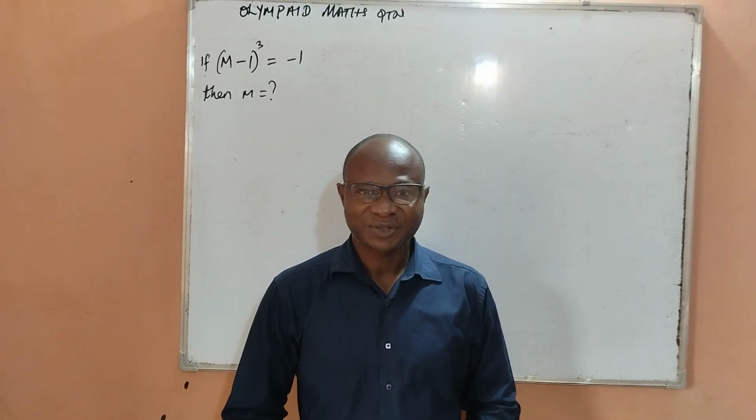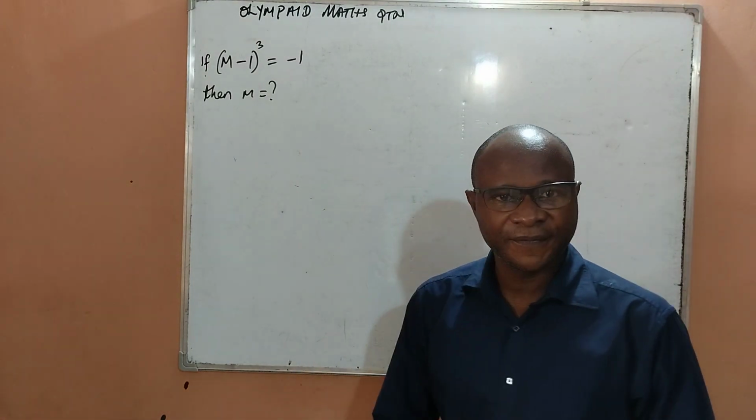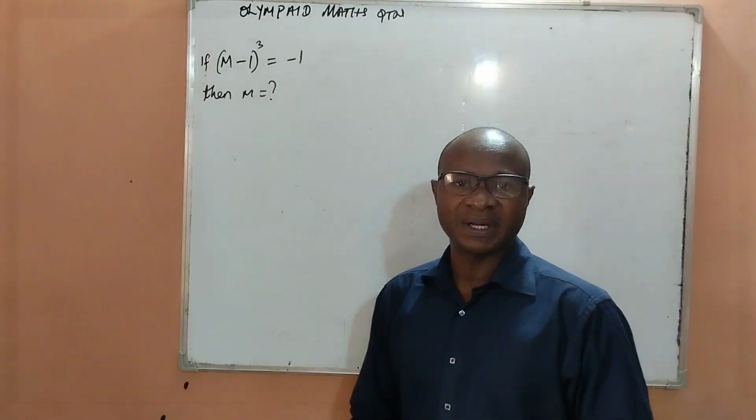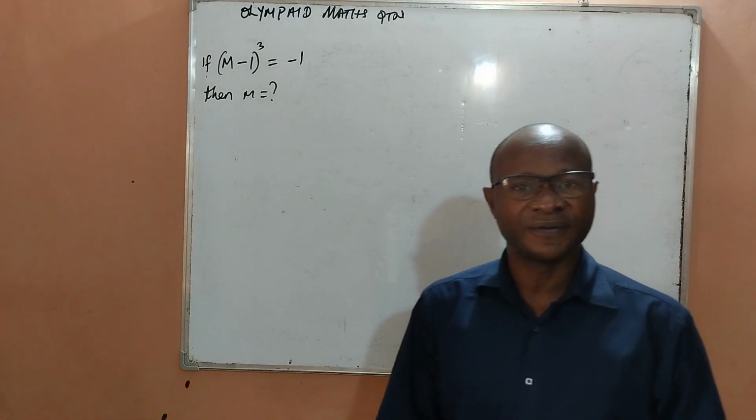In today's math class, we shall be taking an Olympiad math question, and it is given: if n minus 1 raised to power 3 is equal to negative 1, then what should be the value of n?